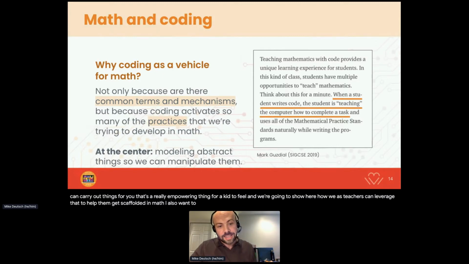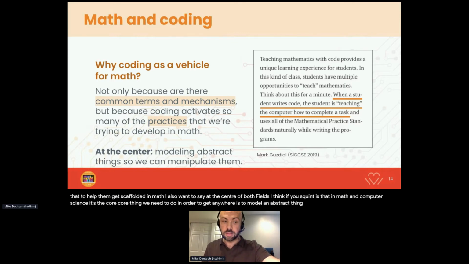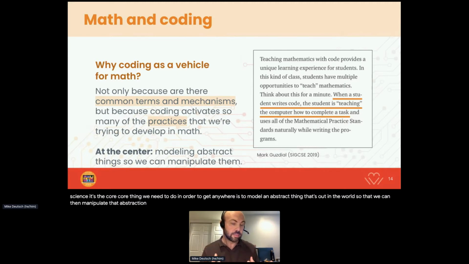I also want to say at the center of both fields, I think if you squint, is that in math and computer science, the core thing we need to do in order to get anywhere is to model an abstract thing that's out in the world so that we can then manipulate that abstraction, that model, and do things with it.